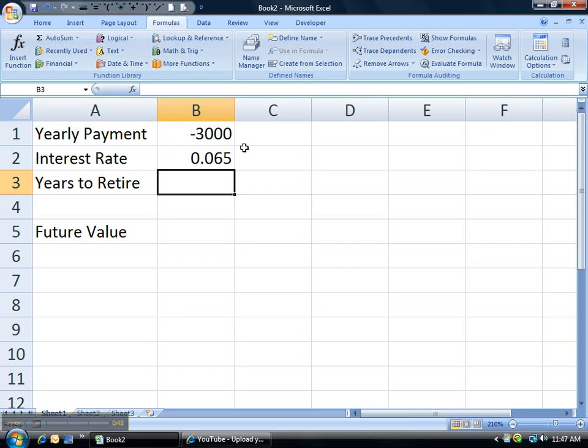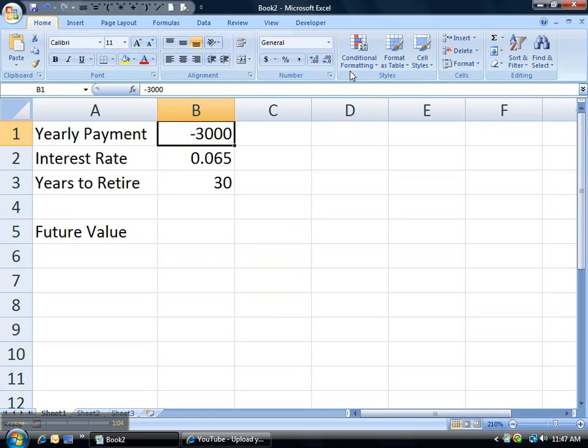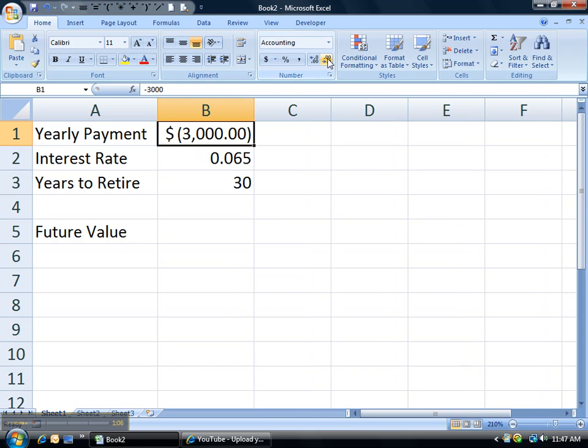And then how many years to retire? I'm going to put $3,000 away per year. It's 6.5% interest for, let's say, 30 years. I'm going to retire in 30 years. How much money am I going to have in the future? Because I make compound interest off of this money. So first thing, I'm going to make these numbers look better.